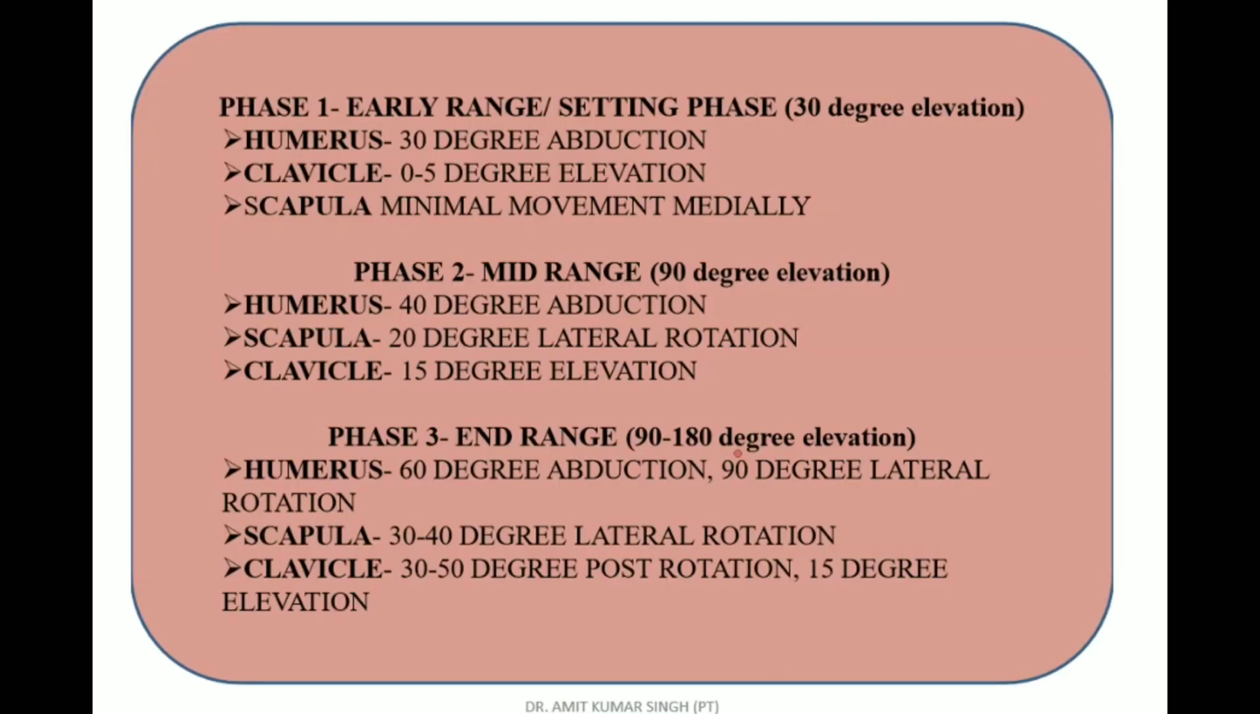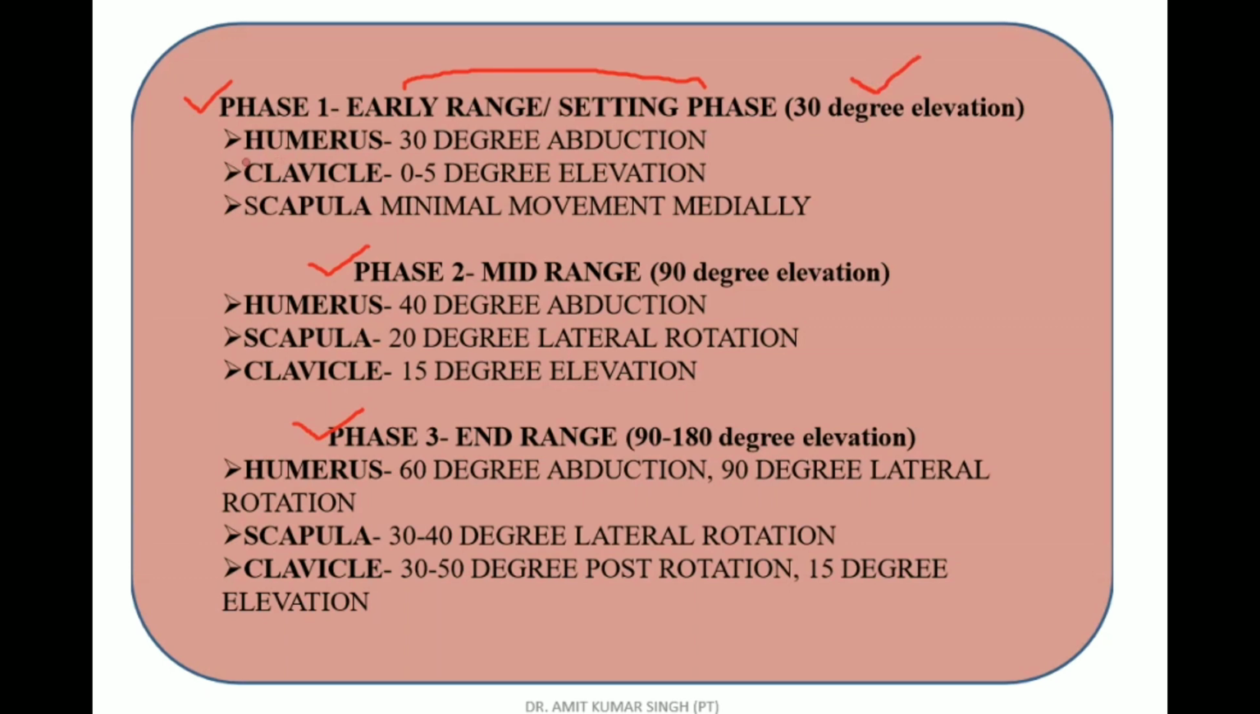To understand the scapulohumeral rhythm properly, we can divide it into three phases: phase 1, phase 2 and phase 3. Phase 1 is also known as the early range and setting phase. The initial early part of the movement is termed phase 1, which is 30 degrees of elevation, meaning when we reach 30 degrees of elevation.